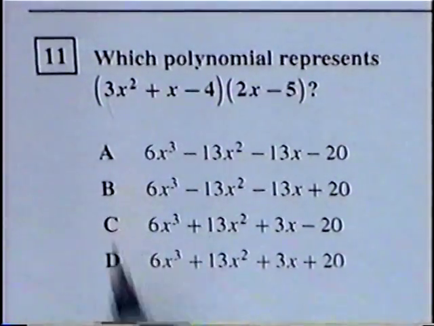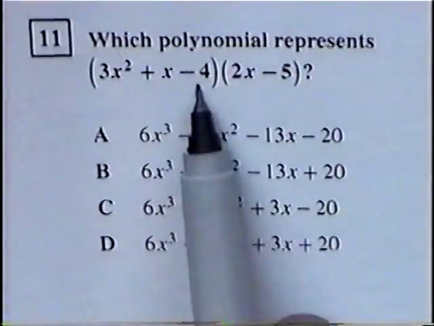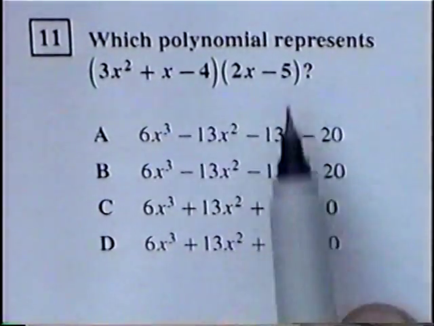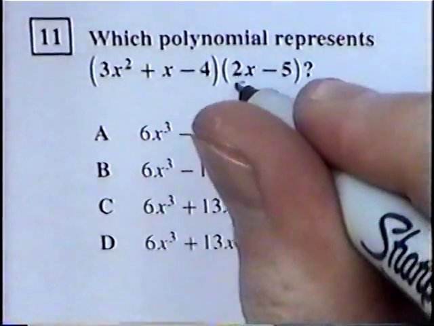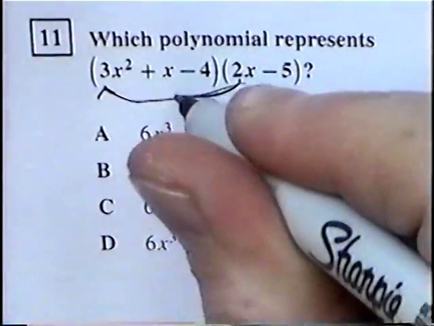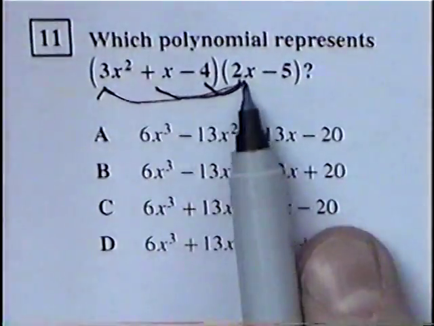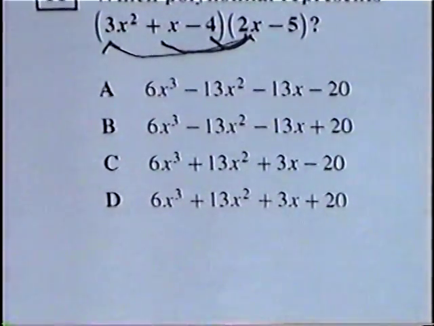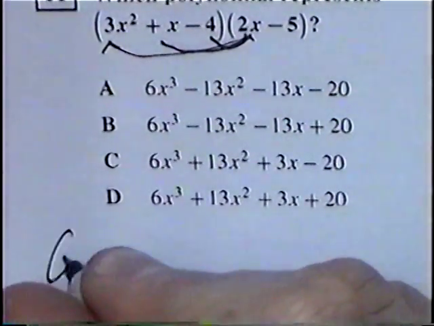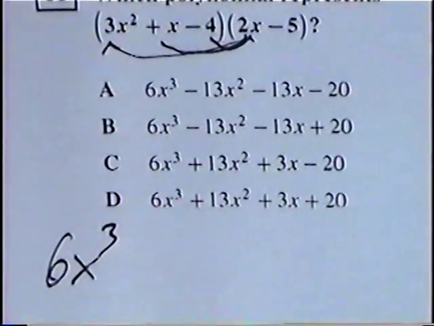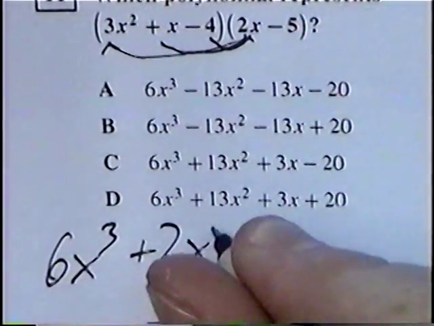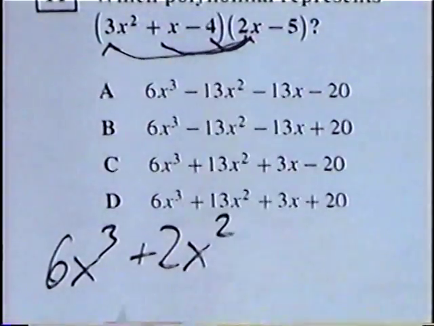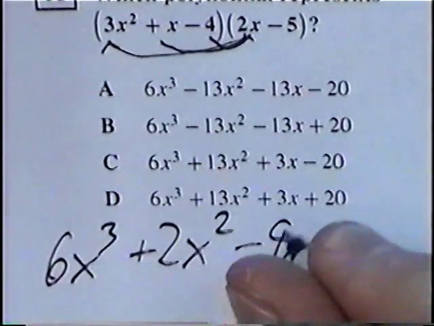Multiplying using the distributive property, we can multiply each term in the first parentheses by each term in the second parentheses. If we multiply 2x times each term, 2x times 3x squared would be 6x cubed, and 2x times a positive x would be plus 2x squared, and 2x times a negative 4 would be minus 8x.